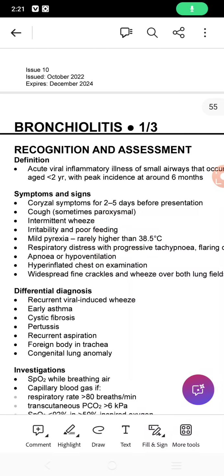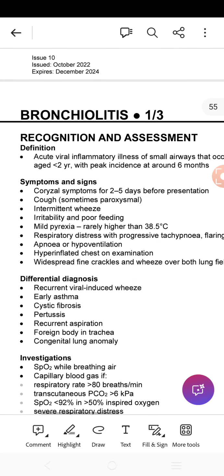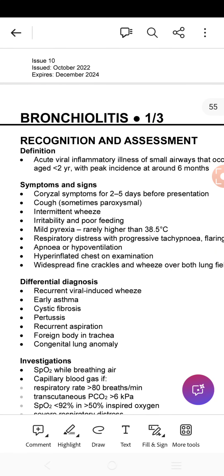Bronchiolitis, and this is the first topic of the lower respiratory tract infections. As you know, this is a viral infection in which there is inflammation in the lower respiratory tract, especially the small airways like the bronchioles. The most common age is below 2 years, but it is most common in the first 6 months of life, especially around 6 months of life.